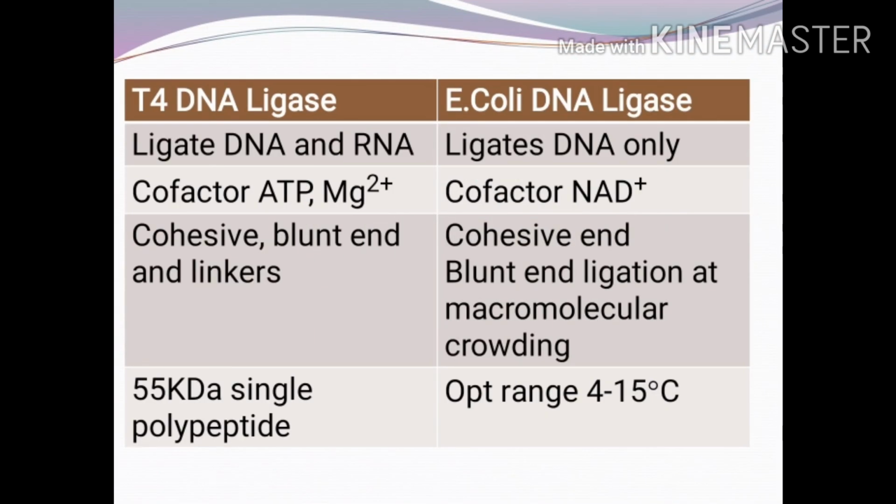T4 DNA ligase is used to ligate DNA and RNA using ATP and magnesium 2+ ions. It is used for joining cohesive ends, blunt ends, and linkers. Whereas E. coli DNA ligase can ligate DNA only using NAD+ as cofactor, and cohesive ends are ligated. Blunt end ligation can occur only at macromolecular crowding.